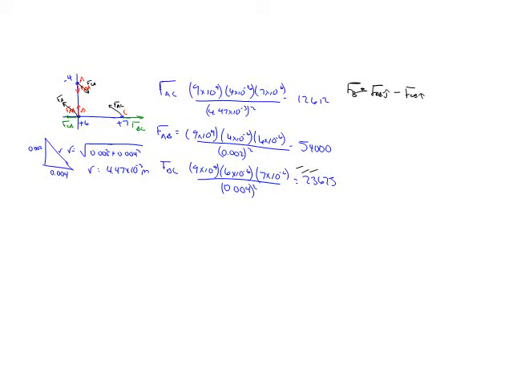This is where your vector stuff comes in. It's kind of nice. So FB is equal to FAB minus FCB to find the magnitude. You do your vector equation.